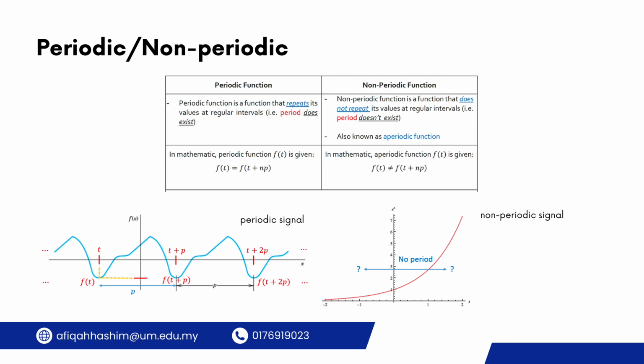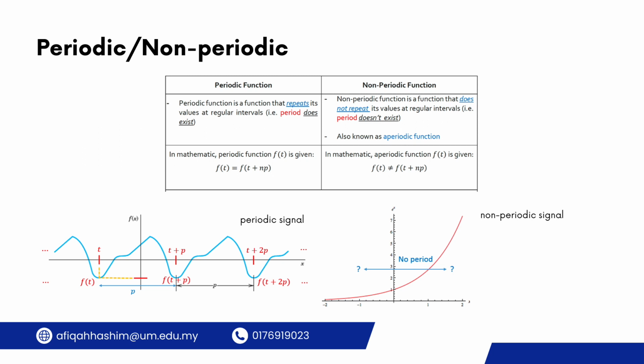Whenever the question gives you the signal, for example f(t) is equal to some expression, and they also give you f(t) is equal to f(t + nP), then you know that the signal is repeating at regular intervals, so it is a periodic function.